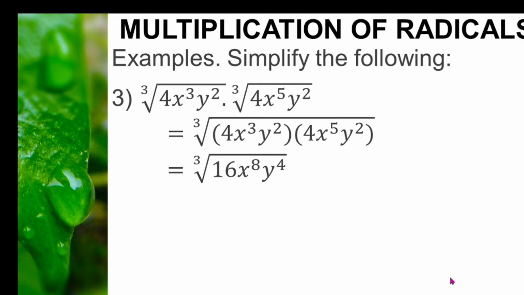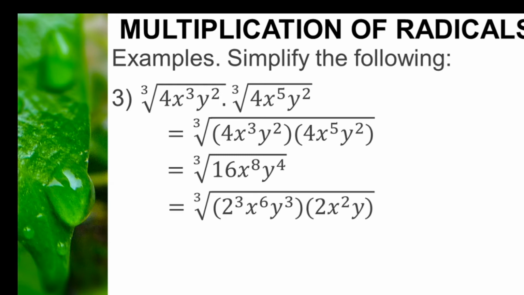So, simplifying, we are going to break down our radicand into perfect and non-perfect nth powers. Therefore, we have the cube root of quantity 2 cubed x raised to 6, y raised to 3 times quantity 2x squared y. Therefore, we have 2x squared y times the cube root of 2x squared y.